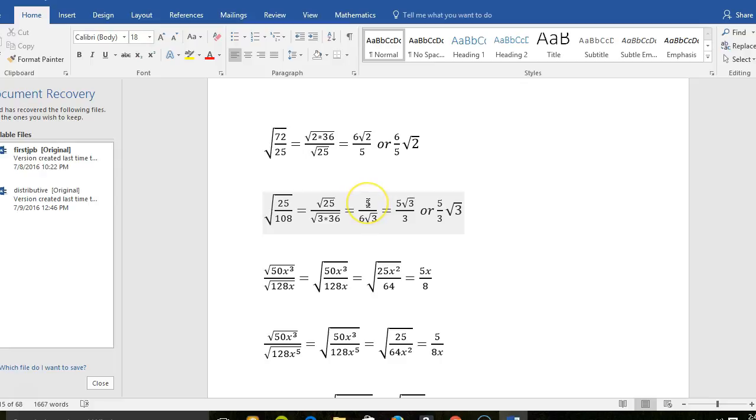Now our answer, but it's not our final answer, we get 5 over 6 radical 3, but we don't want a square root in the denominator. So what I do is I do a little trick, and I was kind of concise. I skipped a step. Let me show you the step that I skipped.